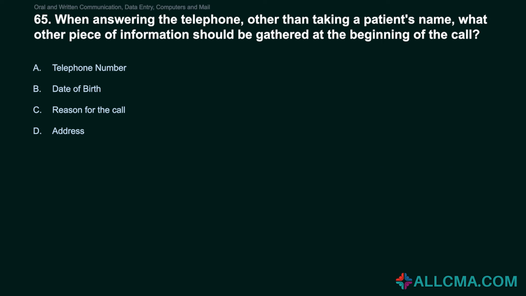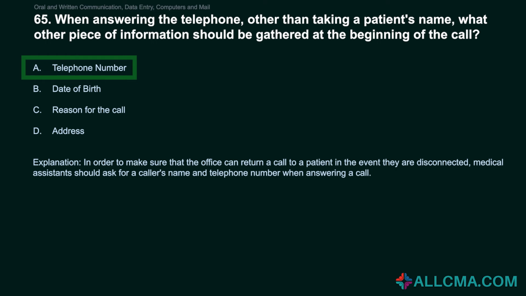65. When answering the telephone, other than taking a patient's name, what other piece of information should be gathered at the beginning of the call? A. Telephone number. B. Date of birth. C. Reason for the call. D. Address. Correct answer, A. Telephone number. In order to make sure that the office can return a call to a patient in the event they are disconnected, medical assistants should ask for a caller's name and telephone number when answering a call.